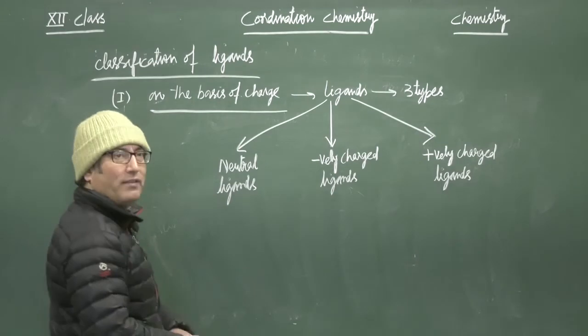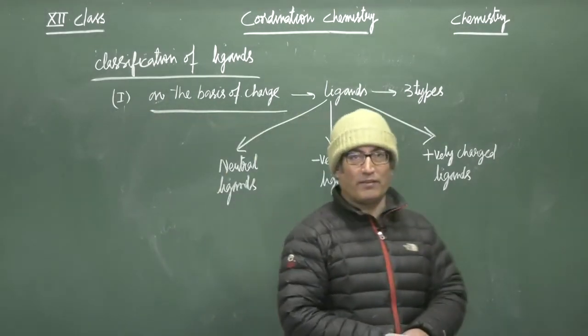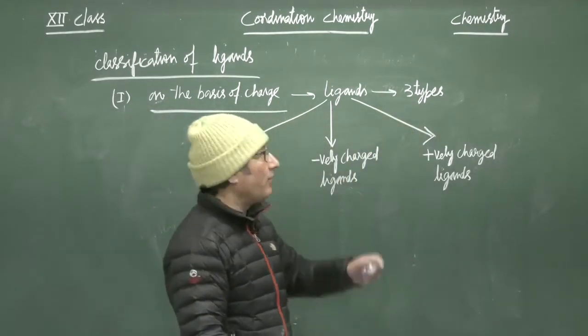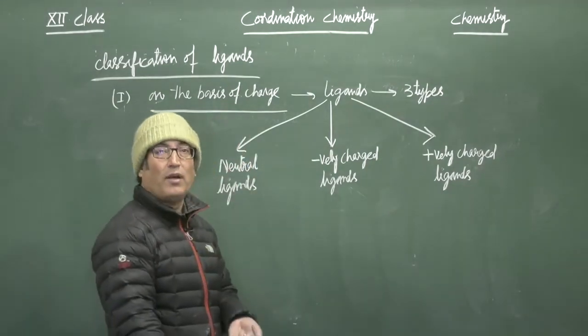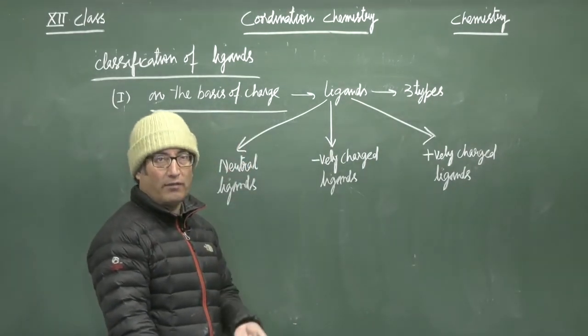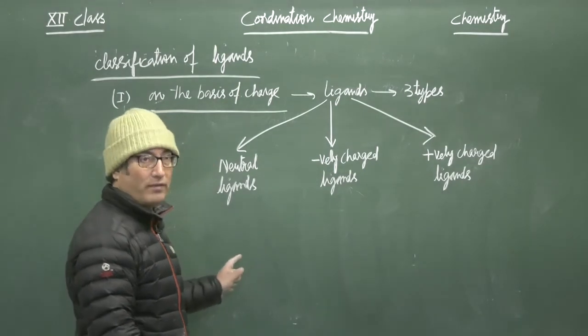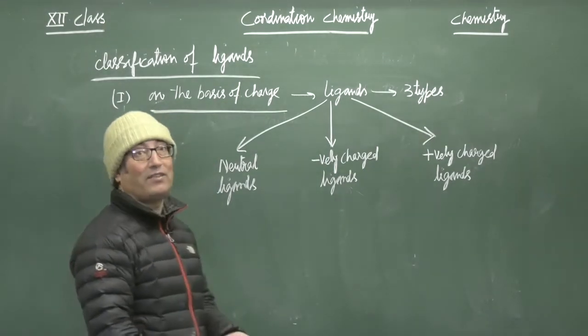But this type of classification, the charged ligands, is quite obvious, because in the definition I define ligands as neutral, positively charged, and negatively charged. So this classification is quite obvious. Now, how do you actually classify ligands?